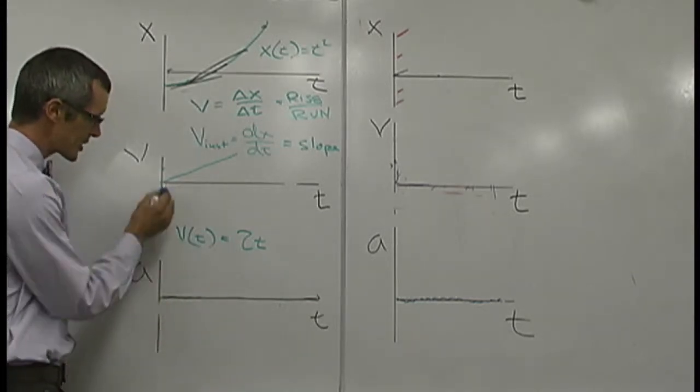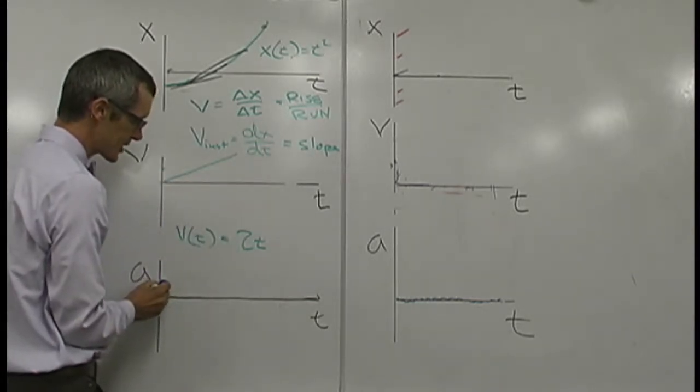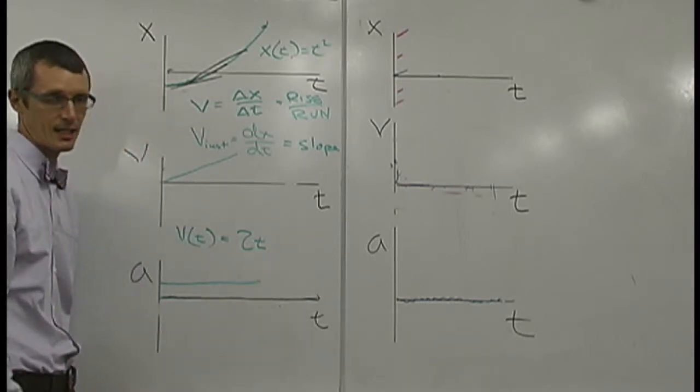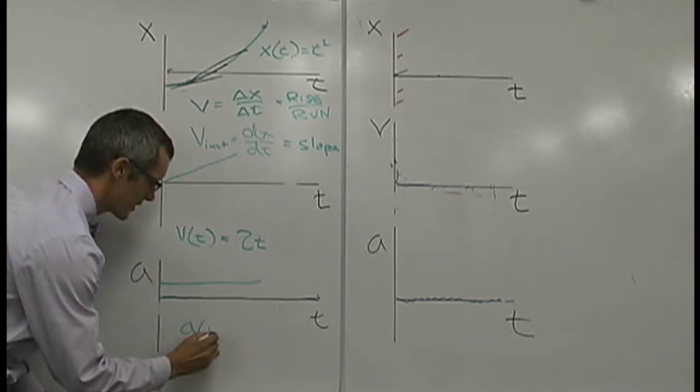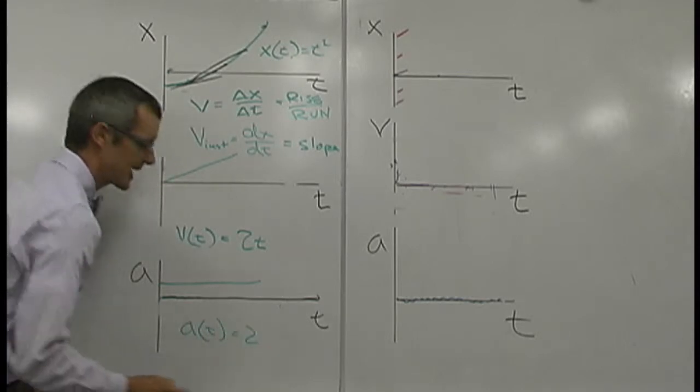Looking now at the acceleration, as you can see, I have a steady increase in velocity, so I have some sort of steady positive acceleration, and I can say the acceleration due to t is equal to some constant, in this case 2.